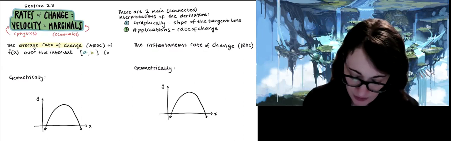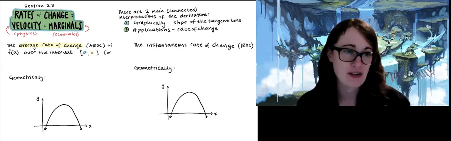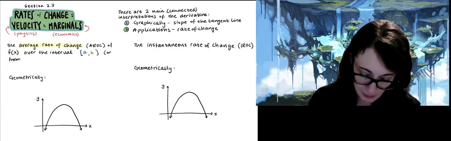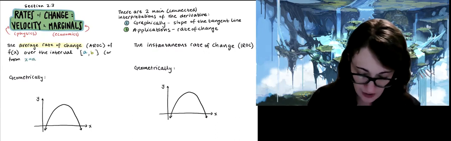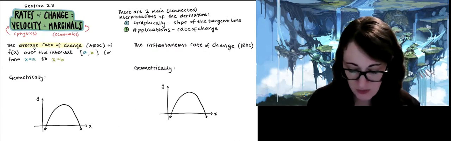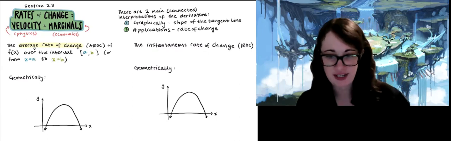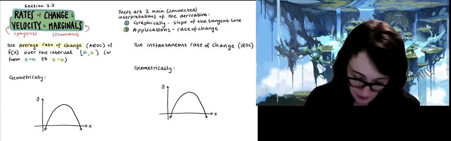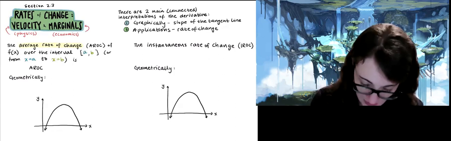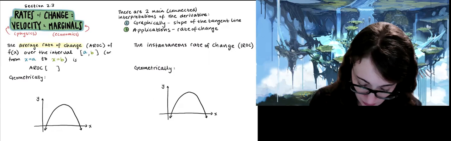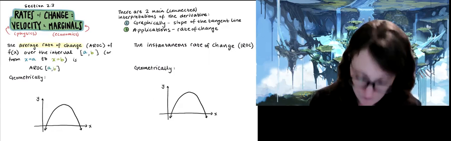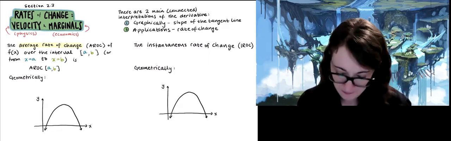And if you don't like that interval notation, you can also say the average rate of change of f of x from the input x equals A to the output x equals B. That's just what this shorthand interval notation is also saying. So we're going to notate it as AROC, and then next to it, we're going to put the interval that we're finding the average rate of change over. So the average rate of change from A to B.